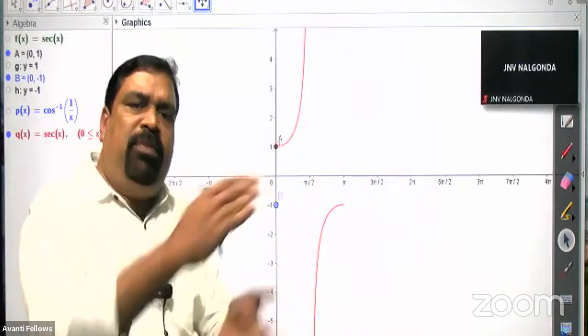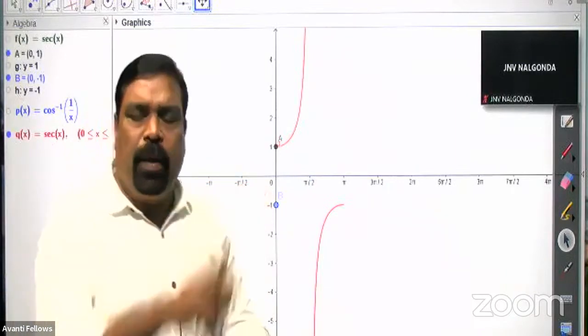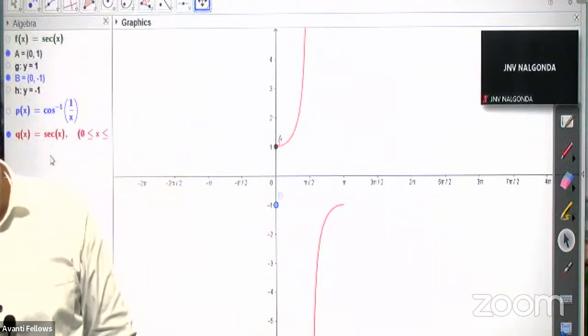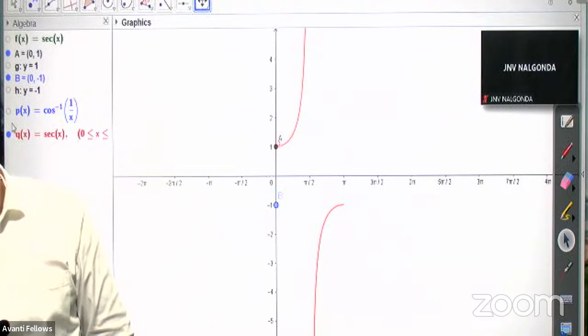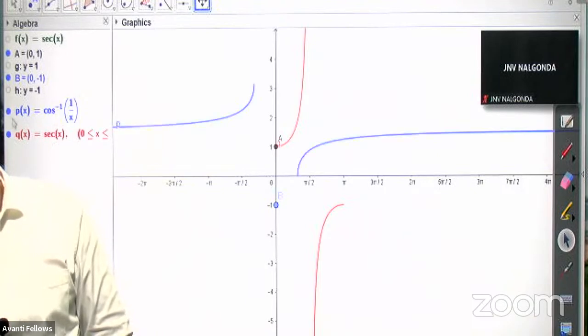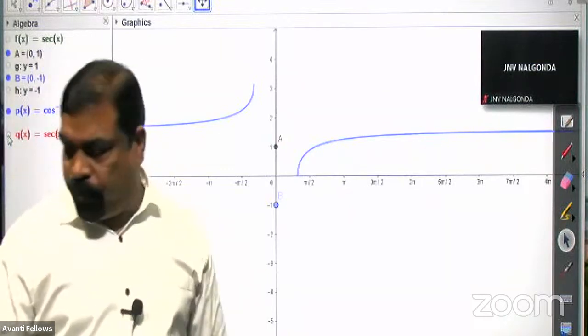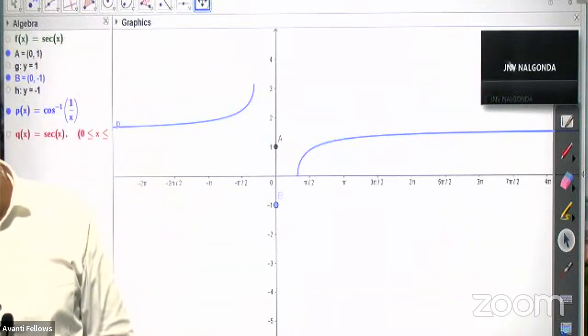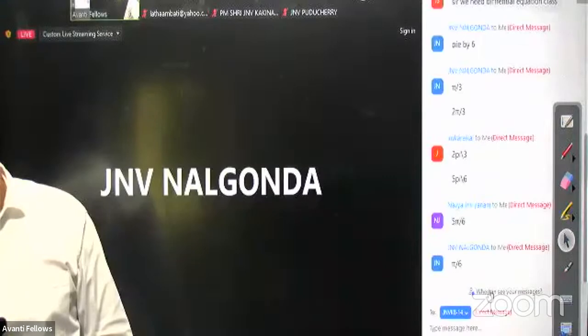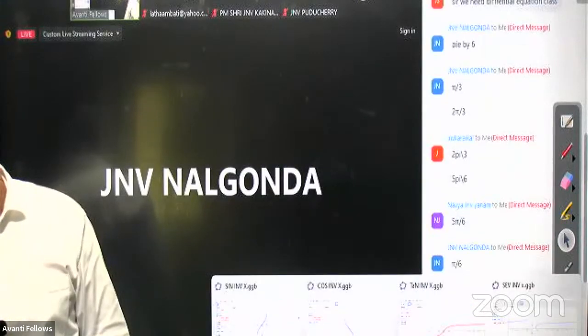So sec inverse means it will be reversed. X and y will be interchanged. Now I will show you the exact graph of sec inverse x. So this is the graph of sec inverse x.